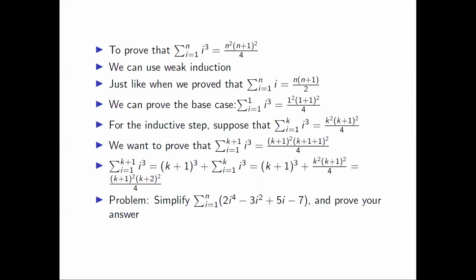So here's a problem for you. Simplify the sum from i equals 1 to n of 2i to the 4th minus 3i squared plus 5i minus 7, and prove that your answer is correct.